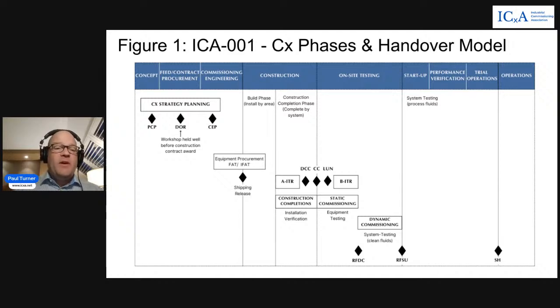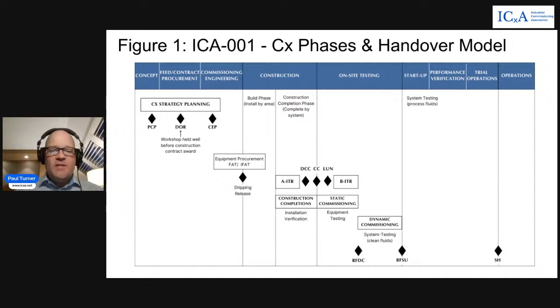And this needs to be very clearly defined: what constitutes our construction completion activities, what constitutes a construction completion milestone, and how we are moving into static commissioning. So once construction completion is achieved, we proceed with static commissioning. This is where our B ITR check sheets are performed. This would be our functional and performance testing at an equipment level to verify installation of individual equipment items before we move into system level testing or dynamic commissioning.